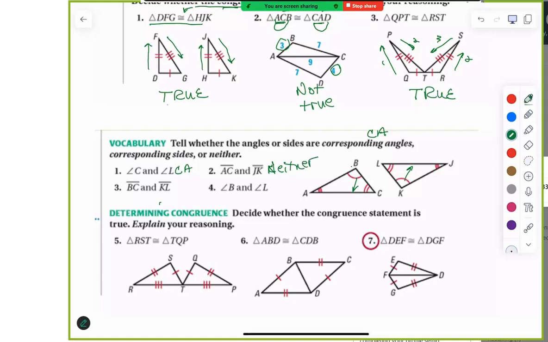Okay, what about BC and KL? So I said AC and JK. Let me rephrase that. AC is across from a single, and JK is across from a double. Do you see that? So they are not going to be congruent. So this is neither. But BC and KL, BC is across from a triple, and KL is also across from the triple. So they're going to be corresponding sides. And then angle B, which is a single, and angle L, which is a double, is also going to be neither. Hope I didn't confuse you on that.